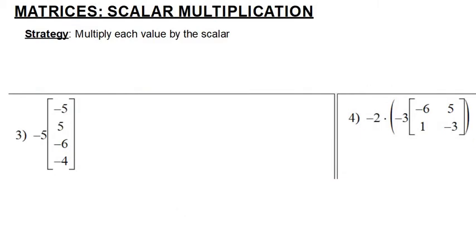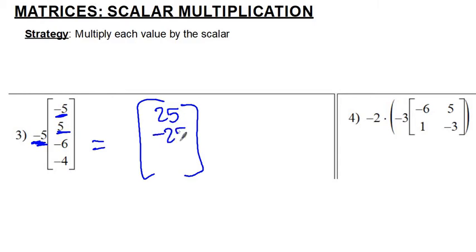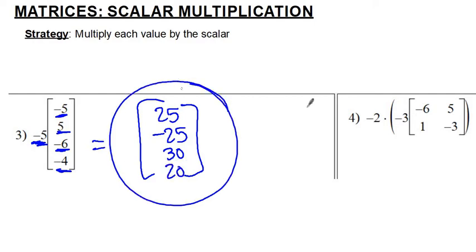Alright, last one I want to show you is how to do what's called scalar multiplication. This is even easier. All you have to do is take this number outside, which is called the scalar, because it's what you're scaling each thing by. Multiplying is another name for scaling, and just multiply it inside. So -5 times -5 is 25. -5 times 5 is -25. -5 times -6, +30, and -5 times -4, +20, and that's our answer.